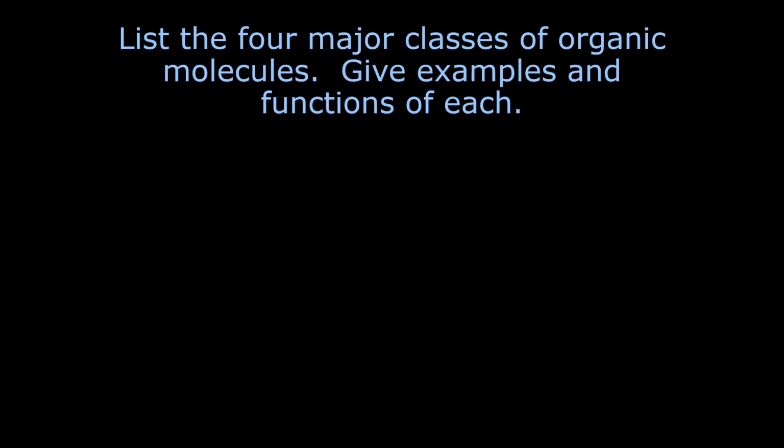List the 4 major classes. Well, this is easy to do. We have carbs, lipids, proteins, and nucleic acids. And you could say carbs are some kind of starch used for energy storage. You can talk about lipids being fats and oils used for energy storage and insulation and protection.